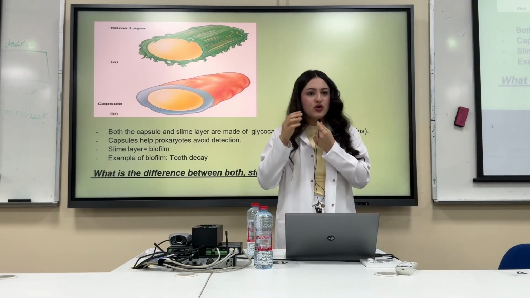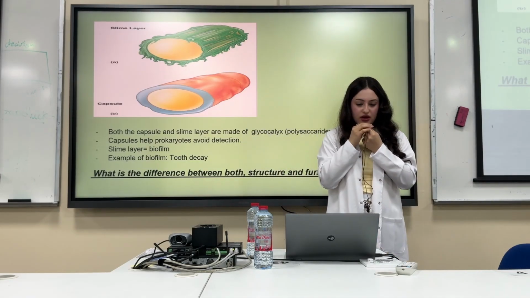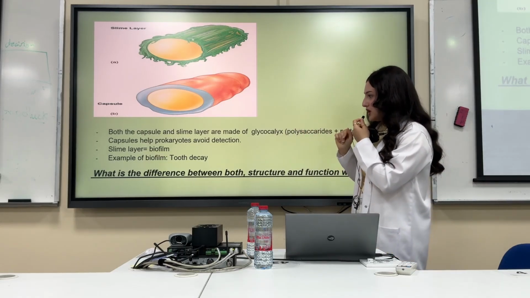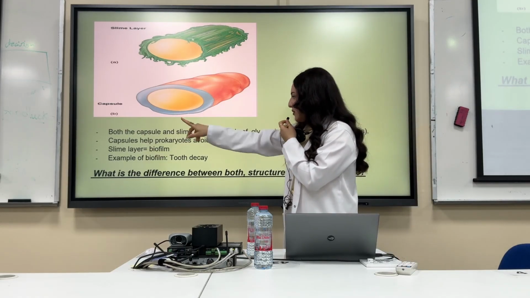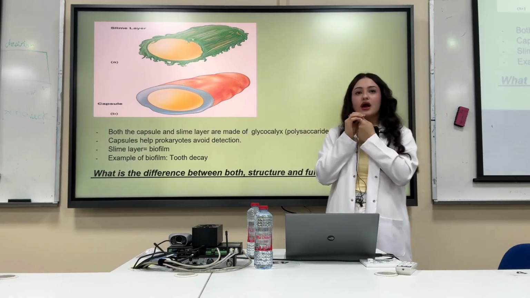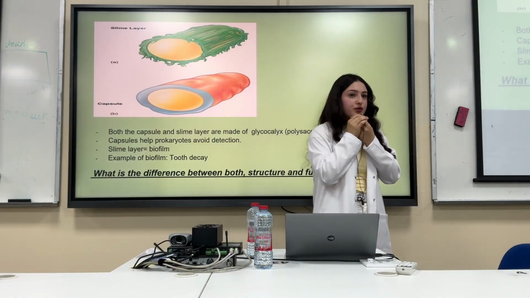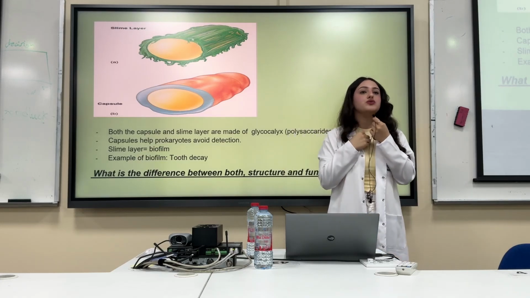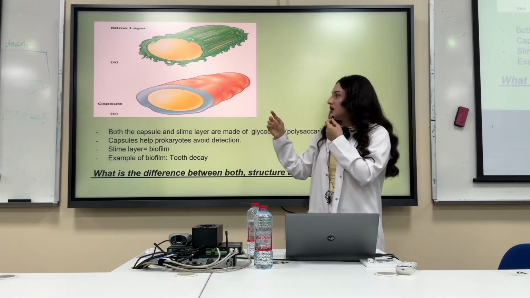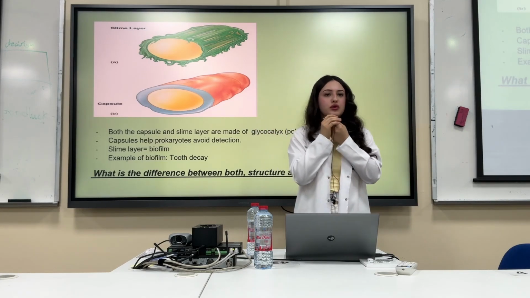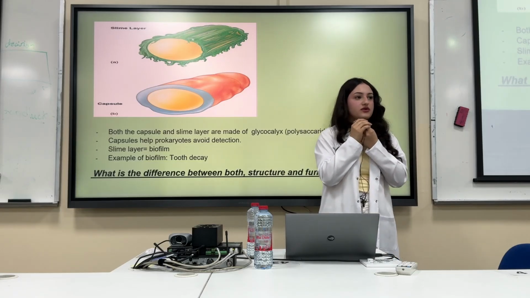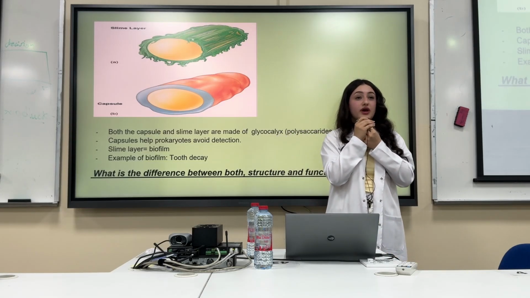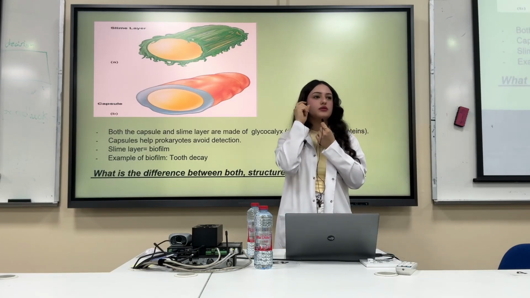They are both outer layers. They both have different functions. For example, capsules are like a mechanism for bacteria or prokaryotes in general to protect themselves from our immune cells. How does our immune system realize if there is a foreign substance or a foreign cell in our body? We have some type of thing on our membranes.